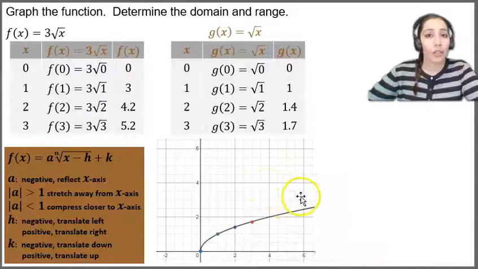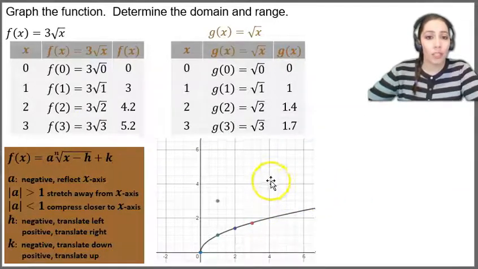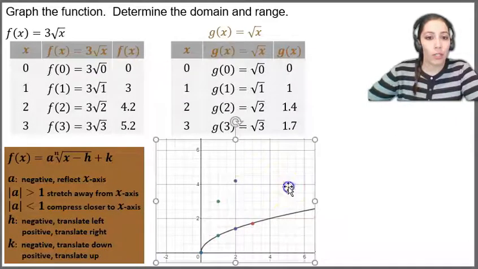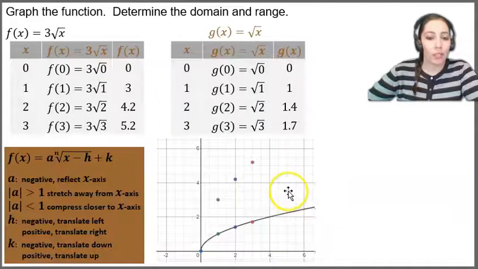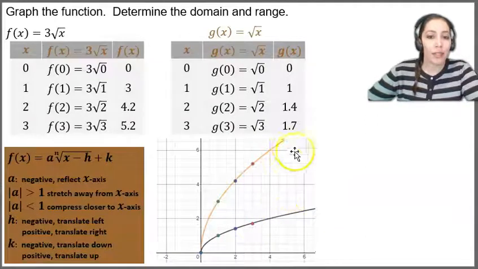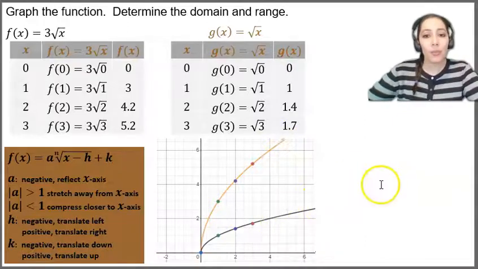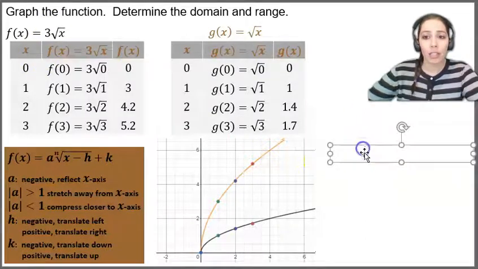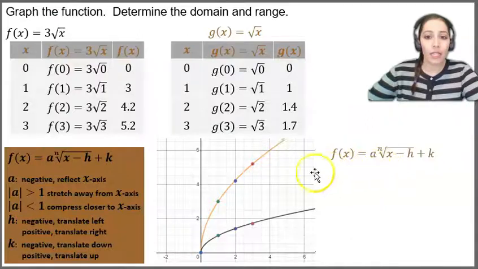Now I can go ahead and graph those points as well. So you can see I have 0, 0 graphed. I have 1, 3, 2, 4.2, and 3, 5.2. Then I could draw my line through there, and this top one is my f of x. So you can see that something happened with that 3 in front. So let's look at all of these different things.